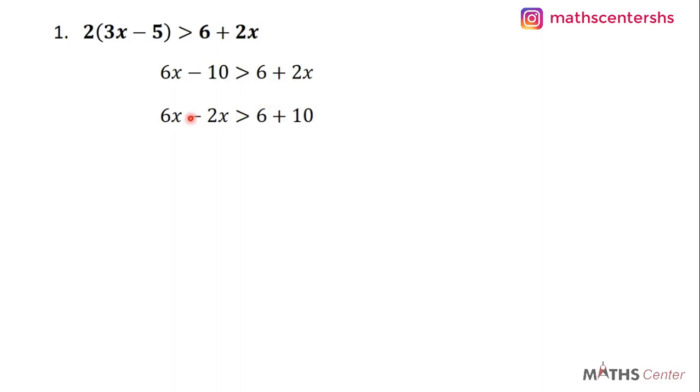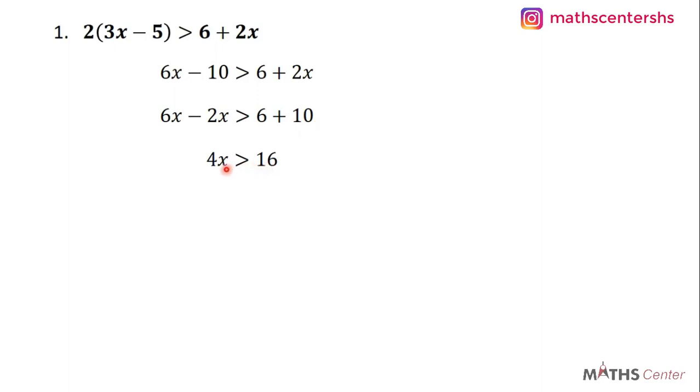So when that happens, I'm going to have 6x. 2x is positive, so when it crosses to this side, it becomes negative. So 6x minus 2x. I'll keep 6 here. 10 is negative. Sorry. When it crosses to this side, it becomes positive. So 6 plus 10. 6x minus 2x will give us 4x. 6 plus 10 will give us 16.